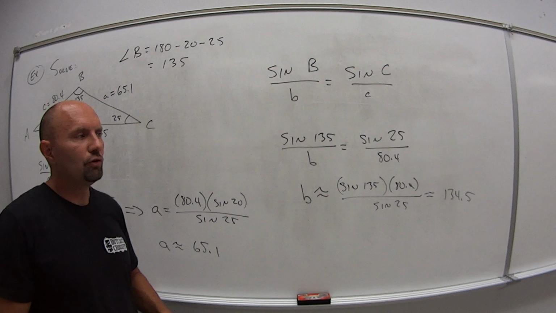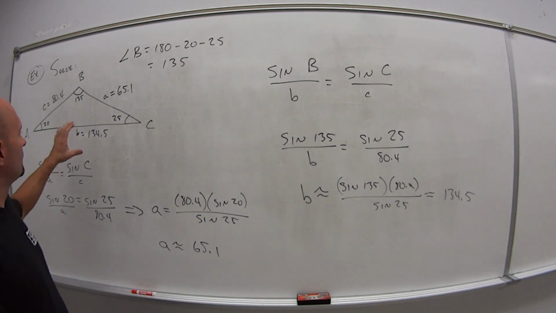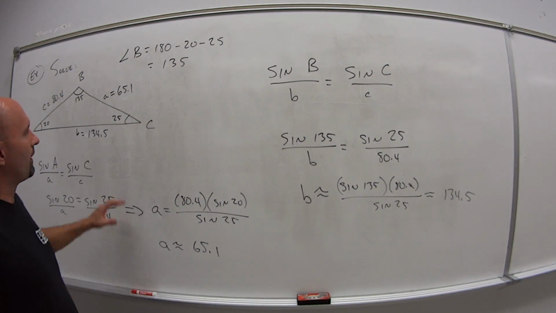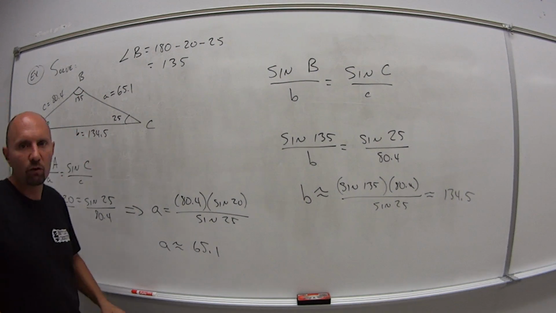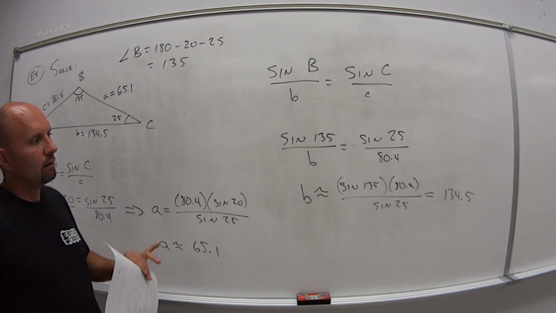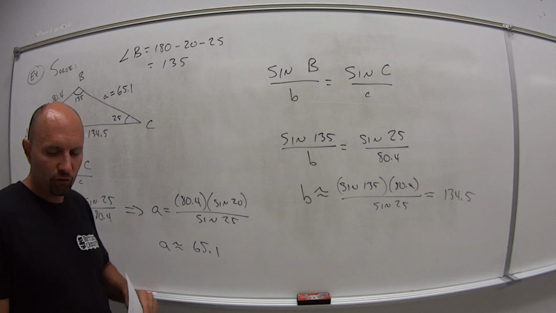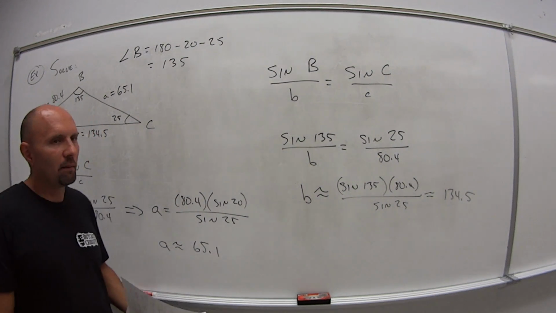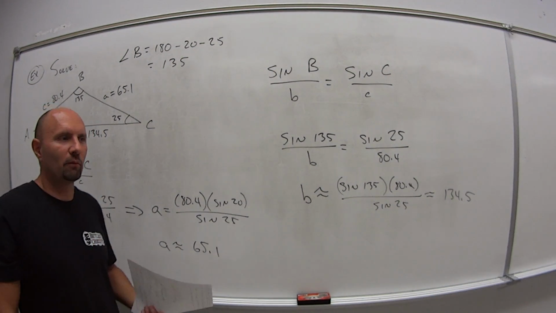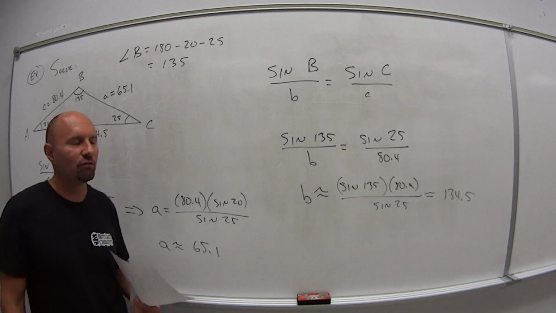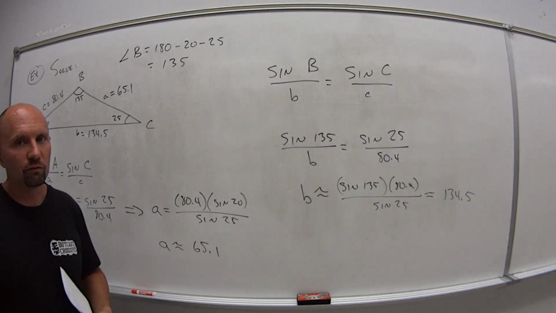So that's how we can use law of sines in order to find missing sides or missing angles of a triangle. So that ends video 1 for section 6.5. Come on back, we'll finish it up, talk about some of the possible complications we could have given the use of law of sines.